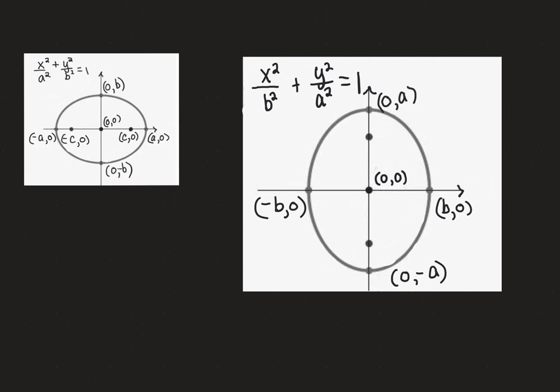And then we can denote our foci as being at 0, c along that major axis, and 0, negative c. Yes, there is symmetry over the x-axis and over the y-axis in any ellipse.